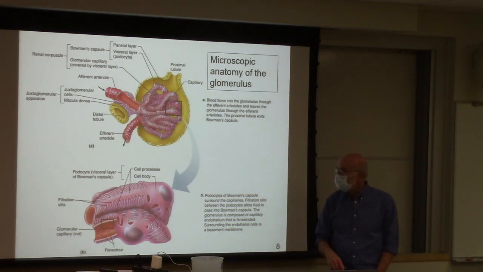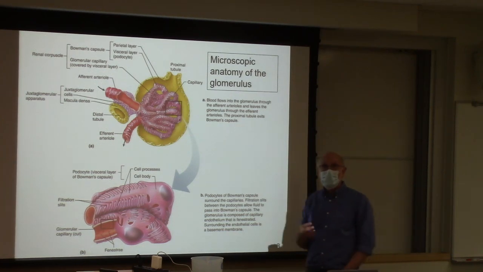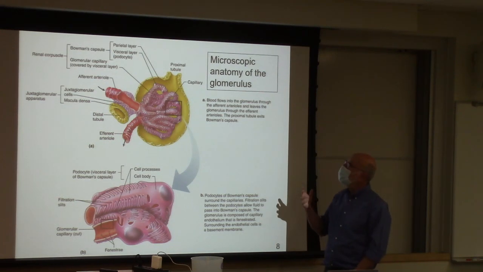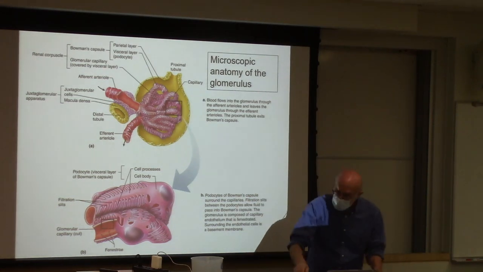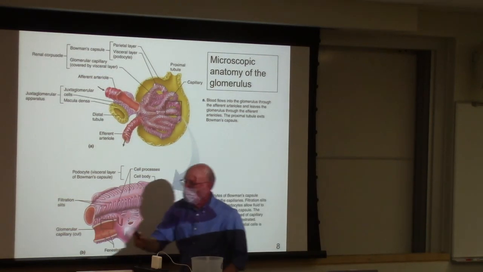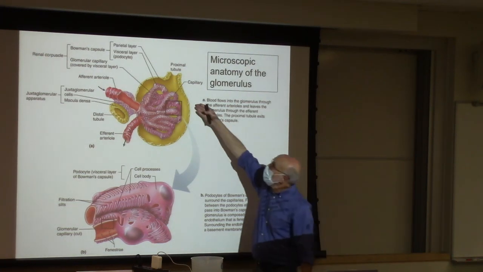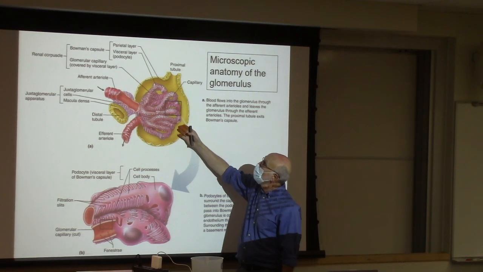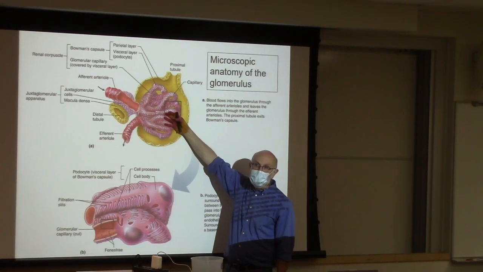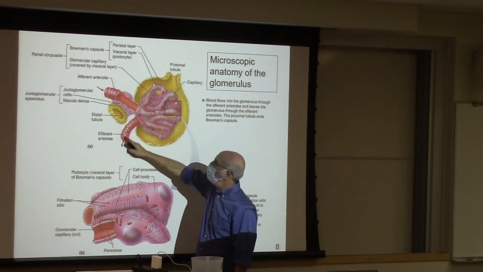Okay. So this is filtration. Now we're going to talk about the molecular mechanisms of filtration. And it's really anatomical. So this is a blow-up of the renal corpuscle. Right, the renal corpuscle. Bowman's capsule, Bowman's space. Glomerular capillaries. Afferent arteriole, efferent arteriole.